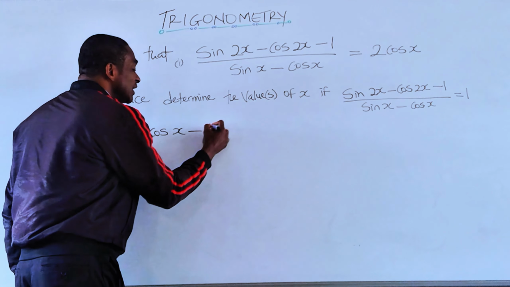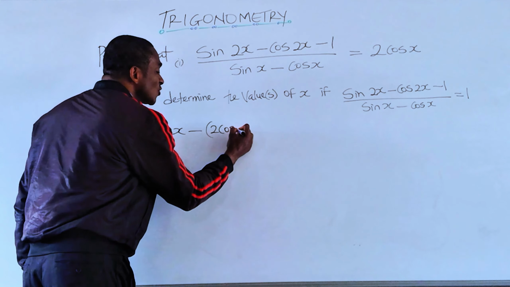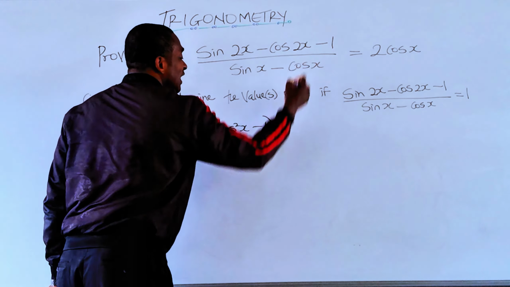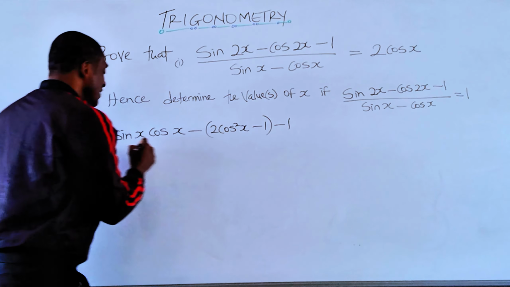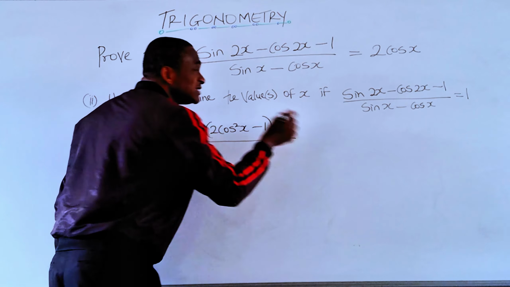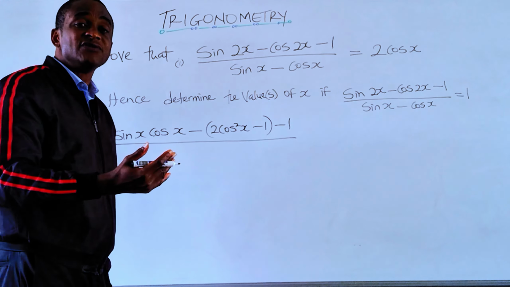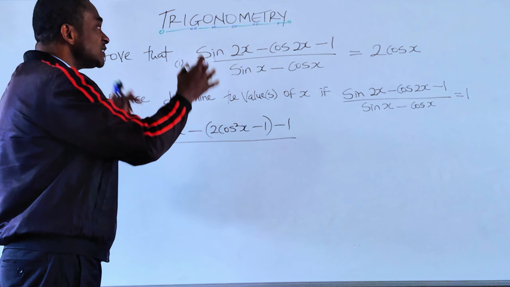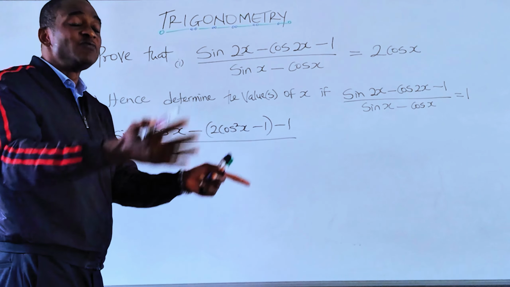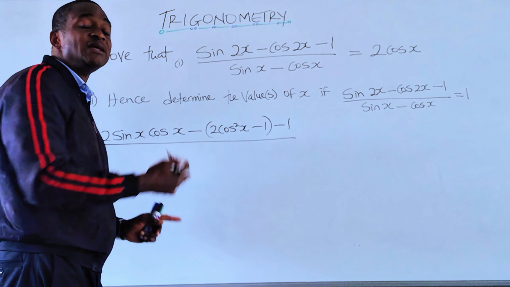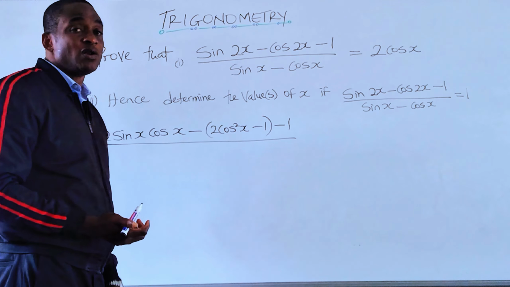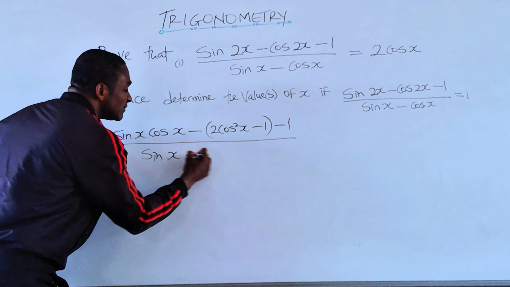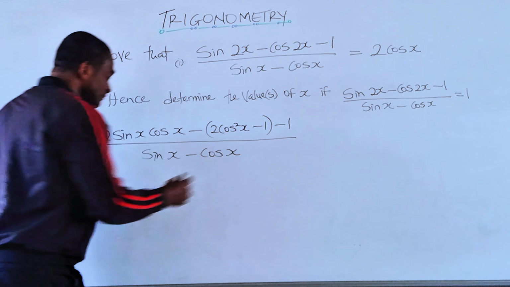Here, cos 2x can be replaced with 2 cos squared x minus 1, and then we have our last minus 1. Remember, we are asked to prove that the right hand side is equivalent to what we have on the left hand side. So we cannot use both sides to work. You simplify one side or simplify both sides to make sure that they are equal. So we cannot bring all of them over. Please, that's the rule. And then we have sin x minus cos x.